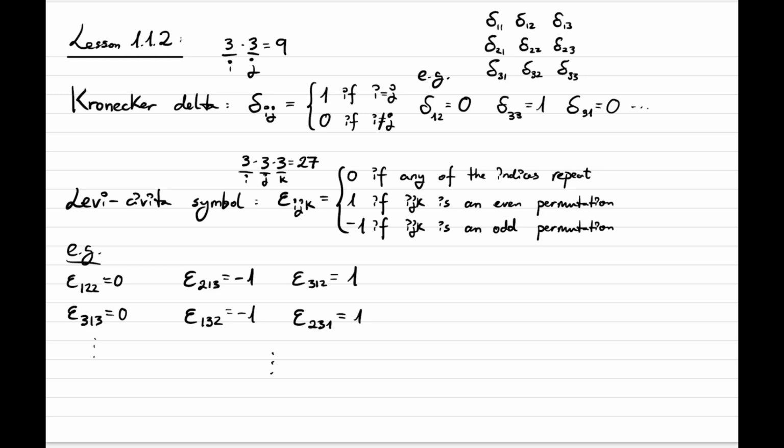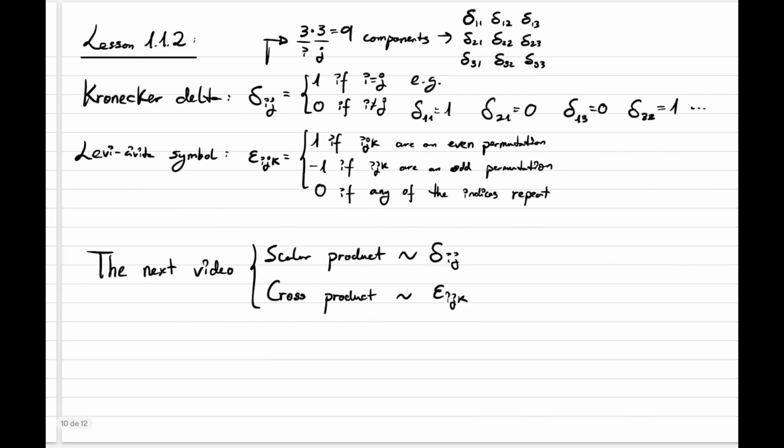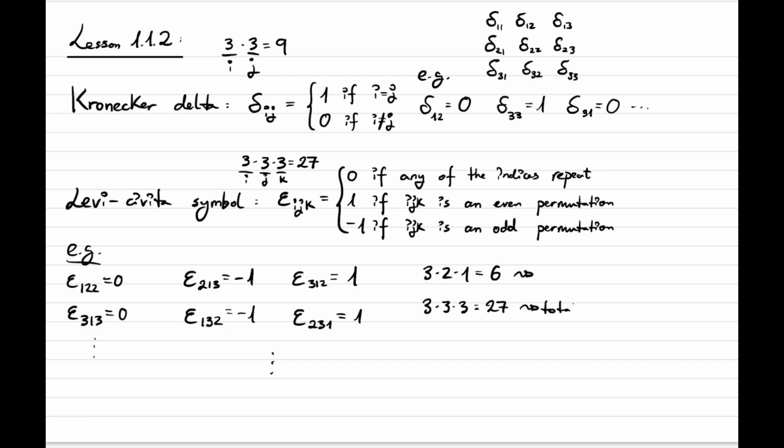So we saw previously that we only have 3 times 2 times 1 sequences of numbers that don't repeat any index, and in total we have 27 components. Okay, this is the total, and this is non-repeat indices. So we can see that we have 21 components that are 0, because from the 27 total components, only 6 have non-repeated indices. The other 21 have at least 2 indices repeated. So most of the components of the Levi-Civita symbol are 0. We only have to care about 6.